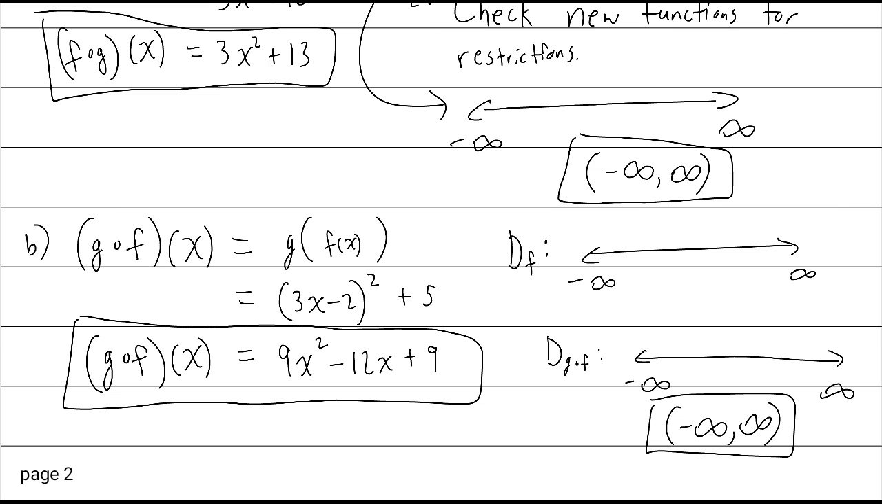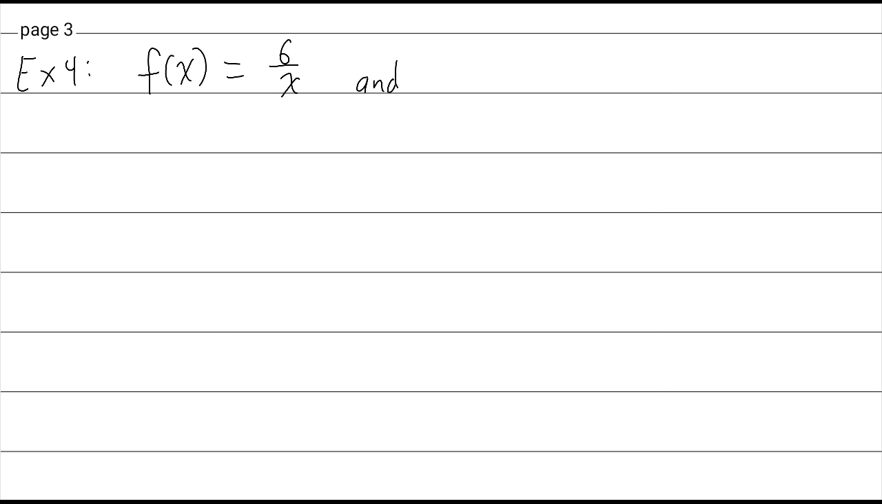All right, let's talk about one where that is not going to work out so nicely. Example 4. So this time f of x is going to be 6 over x, and g of x will be 1 over 2x plus 1. Let's find f of g of x and its domain.